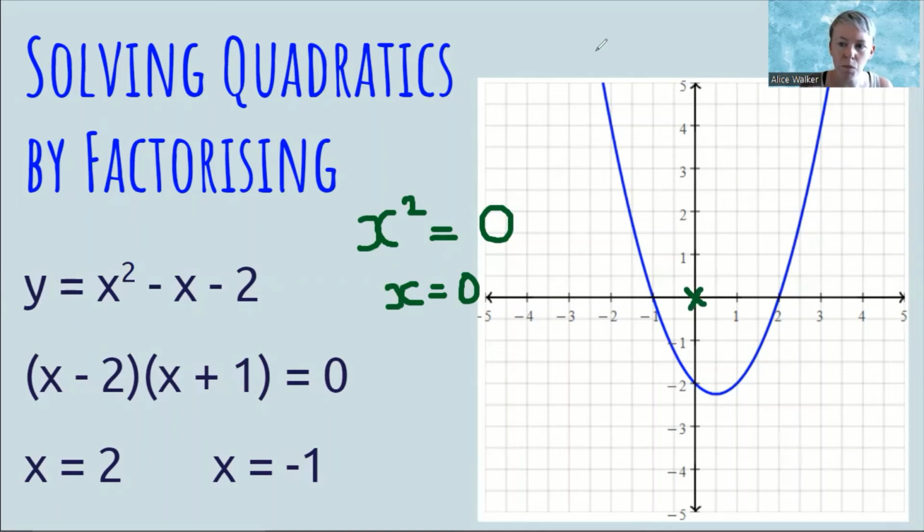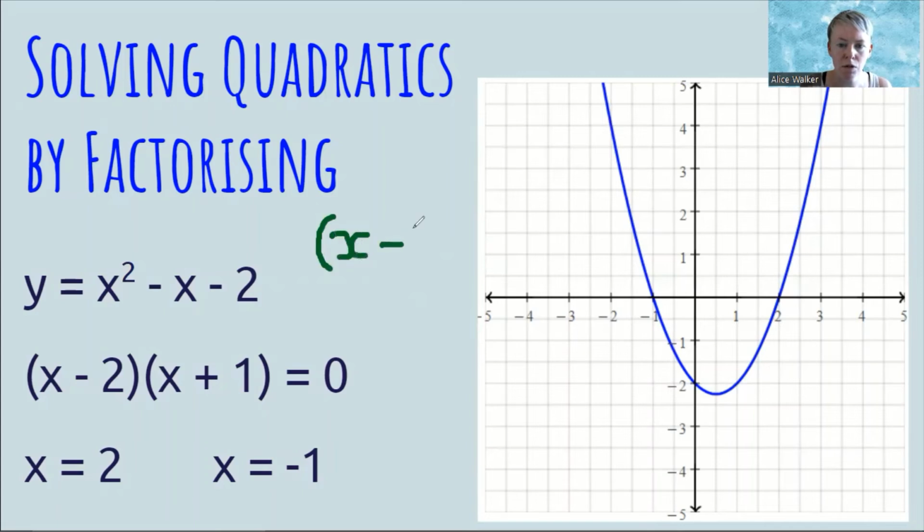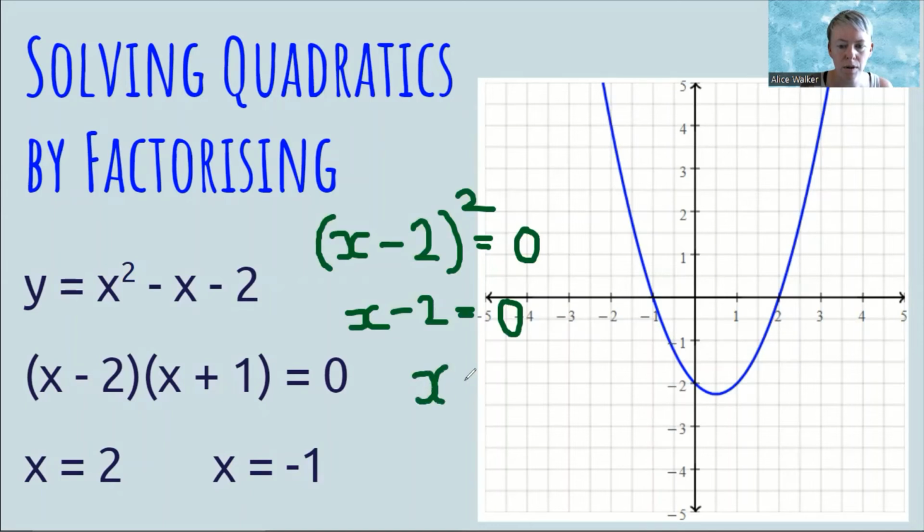The other time when it happens is anything else times by itself. For example, if you had this double bracket, x minus 2 squared, that would give you x minus 2 squared equals 0, which means x minus 2 equals 0, and x is 2.